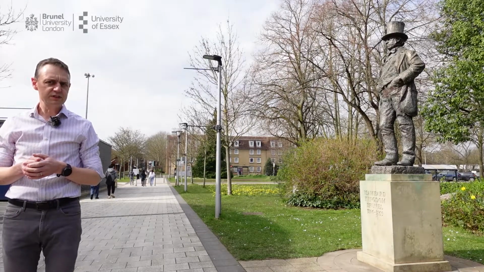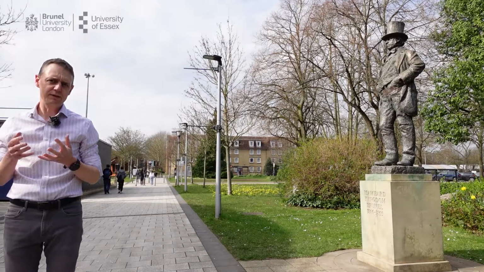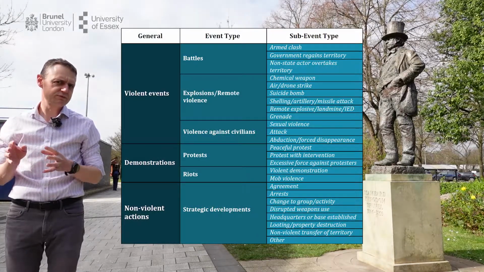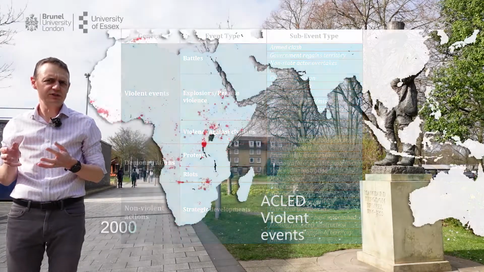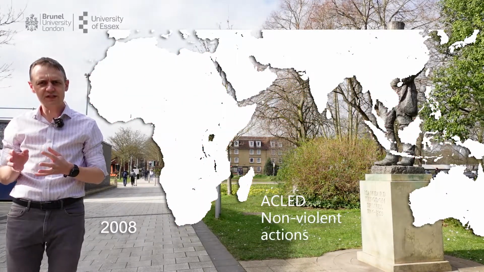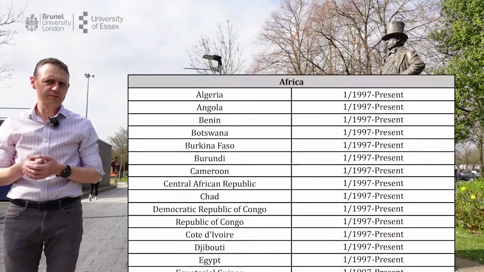As well as the UCDP, we've also captured data from ACLED. The great thing about ACLED is that it distinguishes more types of event, with 25 different event types divided between the 3 major categories: violent events, demonstrations and non-violent actions. But the downside of ACLED is that there is a big Africa bias.